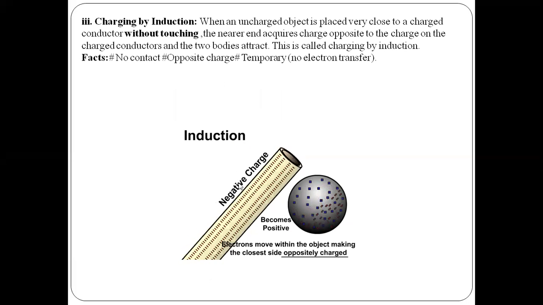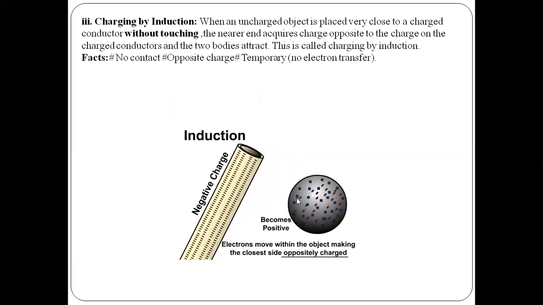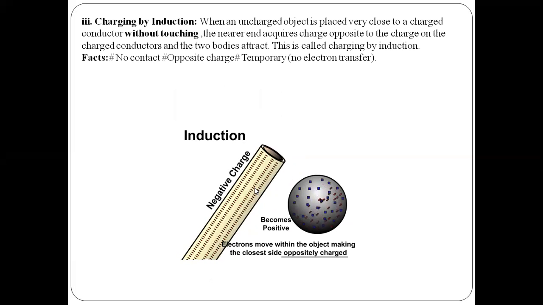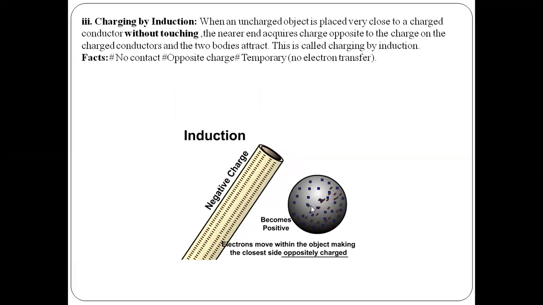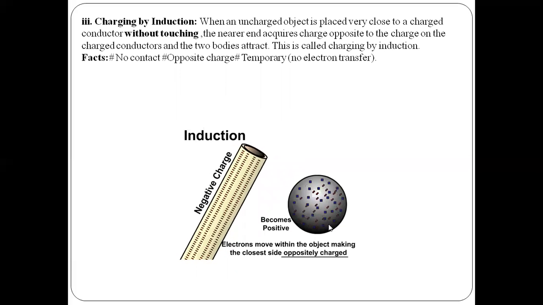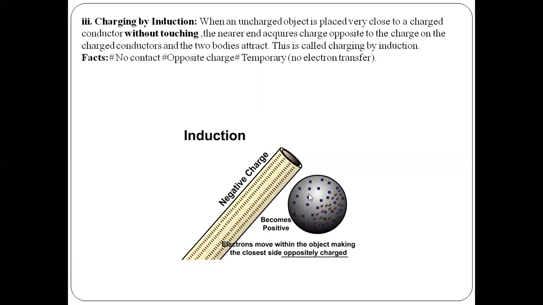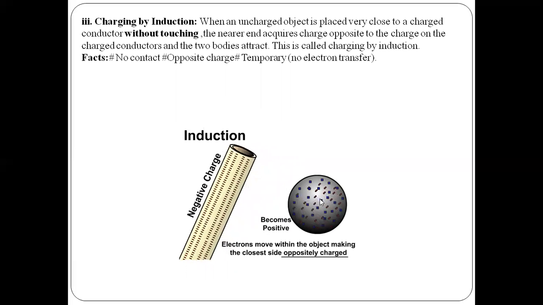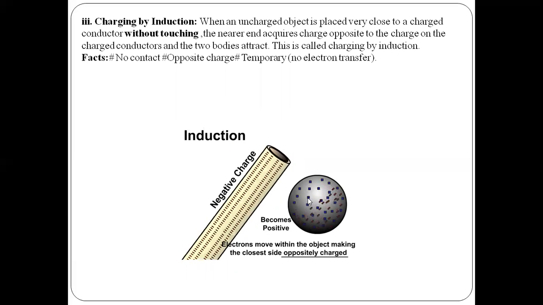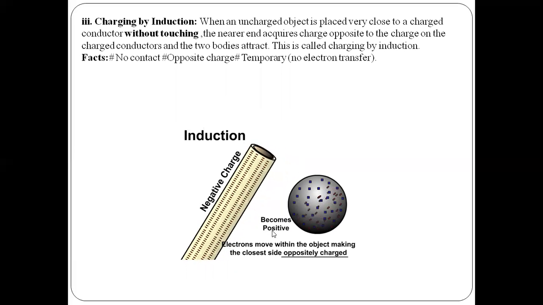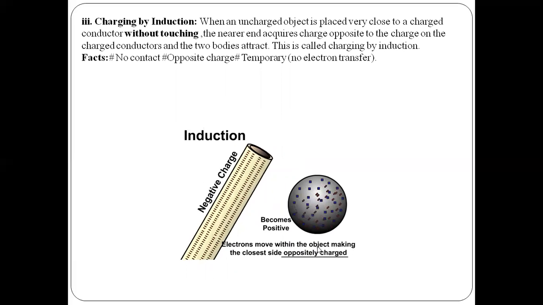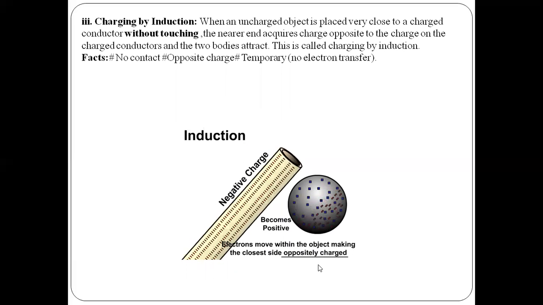Induction: when the negative charge goes near, look at this negative charge here, when it goes very close, what happens? The negative charges in the neutral object go away, so that the positive charge appears, and then we find attraction between these two. So here this charged one influences, induces on this, so that this becomes positively charged. Electrons move within the object, making the closest side oppositely charged.